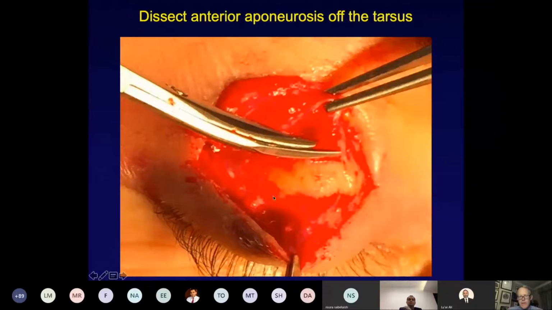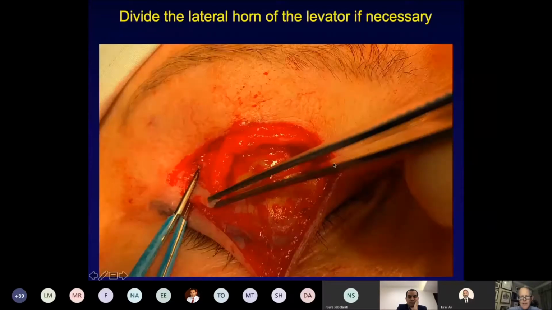So here you see me taking off the levator. Here are the scissors. Here's the levator muscle, and here's the tarsus. So I'm taking it off the tarsus from left to right completely. Okay, here's the edge of the levator. You can see it here. And very often, because of their lateral flare, what do we have to do? We have to divide the lateral horn.